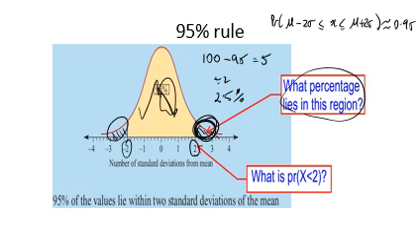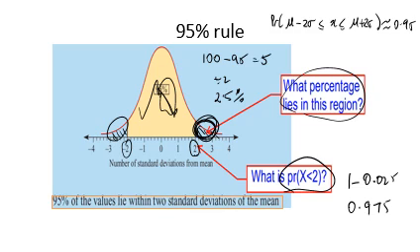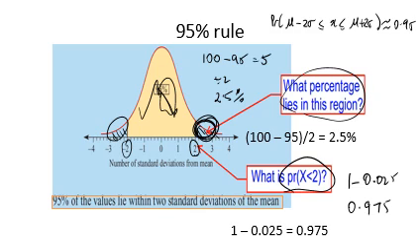Next part of the question says what's the probability x is less than 2? So we're going to do 1 minus 0.025, and that's equal to 0.975, and there's our answer. Let's have a look and see how that looks in nice neat writing. There's our 2.5% that we already had, and there's our 0.975 that we had as well.